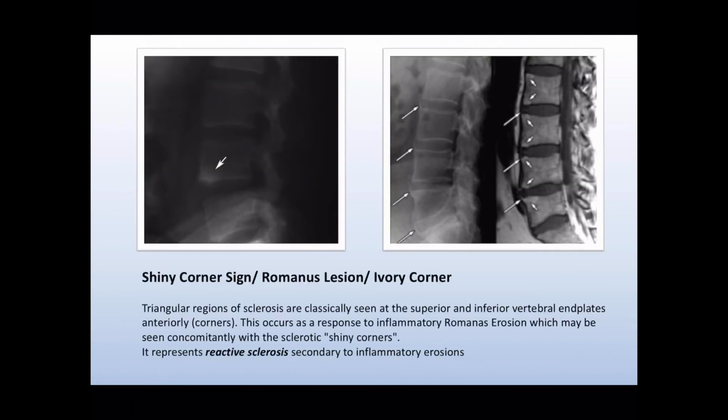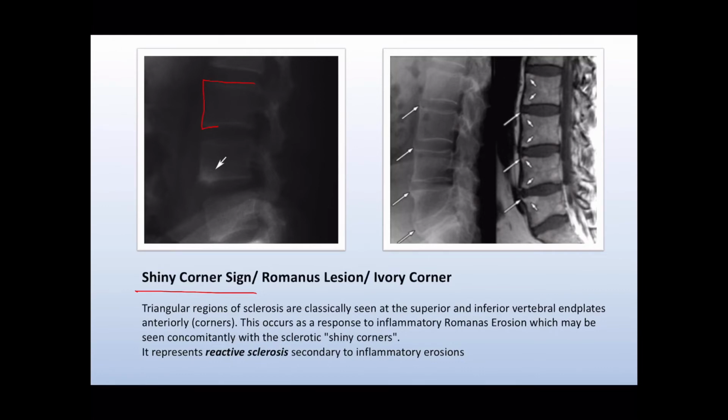First of all, there is the shiny corner sign. It is usually seen in lateral views. Here, reactive sclerosis occurs in the superior and inferior end plate of the anterior margin of the vertebral body. Let's make it clear.